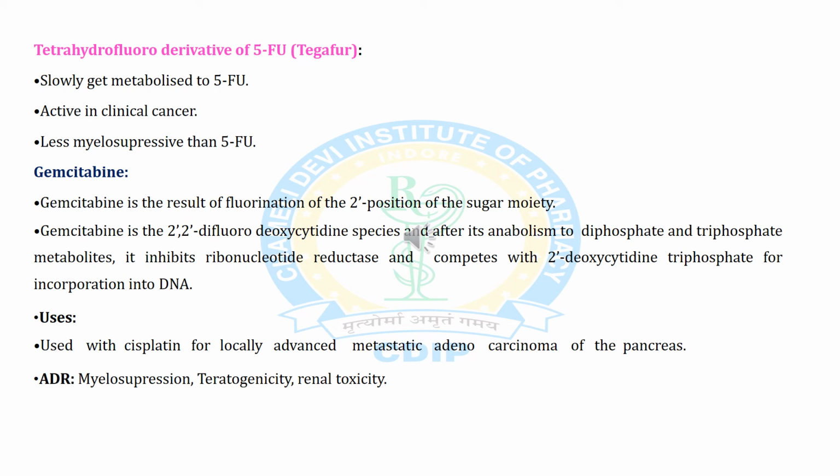Next drug is Gemcitabine. Gemcitabine is the result of fluorination of the second position of the sugar moiety. This is 2,2-difluorodeoxycytidine, and after its anabolism to diphosphate and triphosphate metabolites, it inhibits ribonucleotide reductase and competes with deoxycytidine triphosphate for incorporation into DNA. What is the use of this drug? It is basically used with cisplatin for locally advanced or metastatic adenocarcinoma of the pancreas. What are the adverse reactions? Myelosuppression, teratogenicity and renal toxicity.